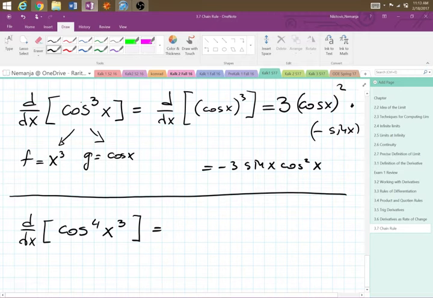Okay. How many layers? 3 layers. What is the first layer? F, x to the 4th. How about G? Cosine x. And how about H? x to the 3rd. Now, plug it in, right? x cubed goes here, becomes cosine x cubed, and then that goes here, becomes cosine to the 4th. So this 4, you can put the parentheses and put the 4 there, and you see that's the boss, right?